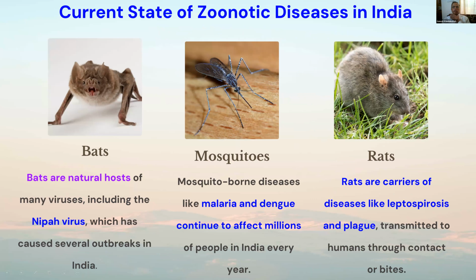The current state of zoonotic diseases in India, as already discussed, includes dog rabies and the issues. But we have many things to contribute, I mean, many animals and environmental factors which contribute to the disease. Like bats, they are continuously harboring viruses from nature. They are the natural hosts. Then the mosquitoes, and then rats. Mosquitoes continue to affect millions of people every year in India. And the same case with the rats, they transmit leptospirosis and other diseases like plague with their contact and bites.